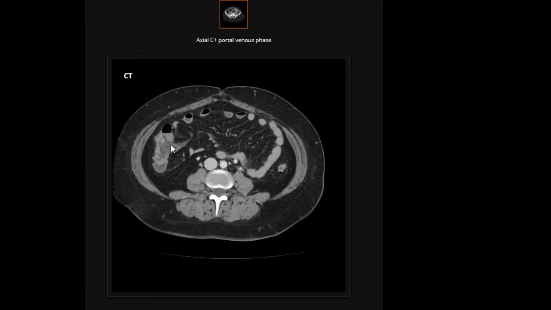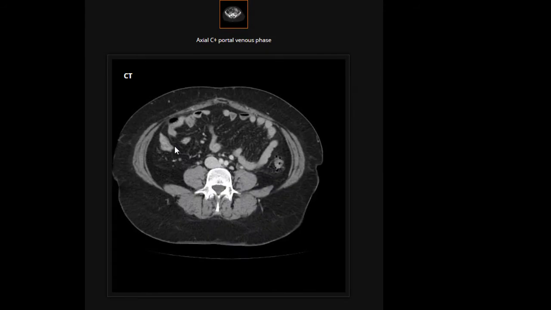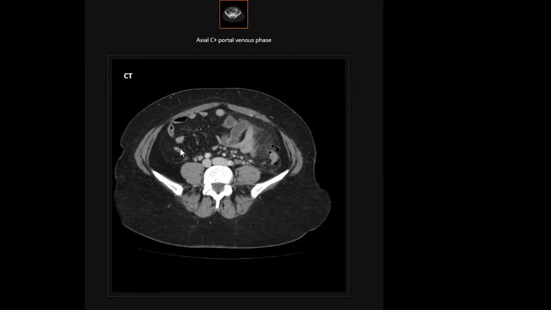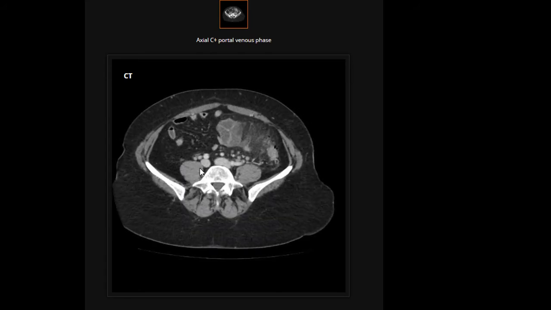Here we can see the ileocecal valve, the terminal ileum, and we'll look for the appendix, and here it is. This little blind ending tubular structure coming off the cecum, and this little tiny bright dot, that is a tiny appendicolith, a small stone. It is not obstructing the appendix. The appendix is normal in size.